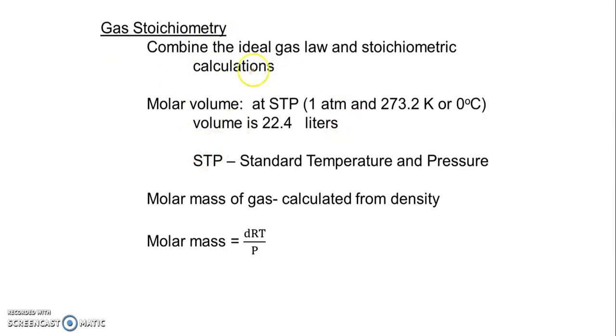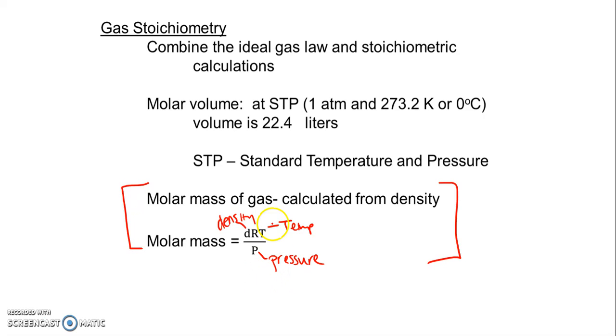I'll show you an example of both of those in a moment. The other thing on this slide that I want to draw your attention to is this equation. Molar mass is equal to dRT over P. Some people call it the dirty P equation, and it allows you to calculate the molar mass of any gas if you have its density, temperature, and pressure.